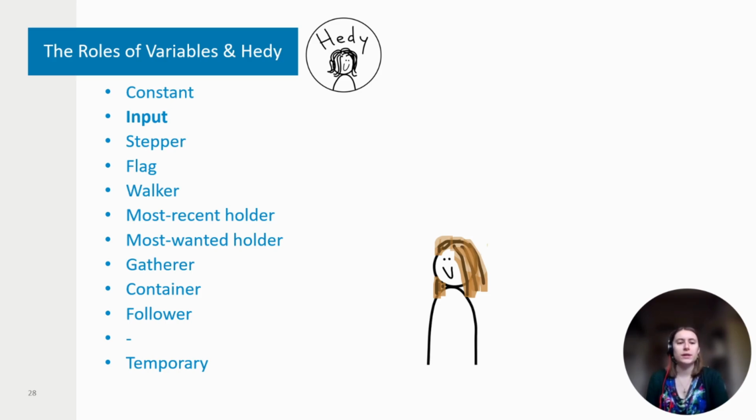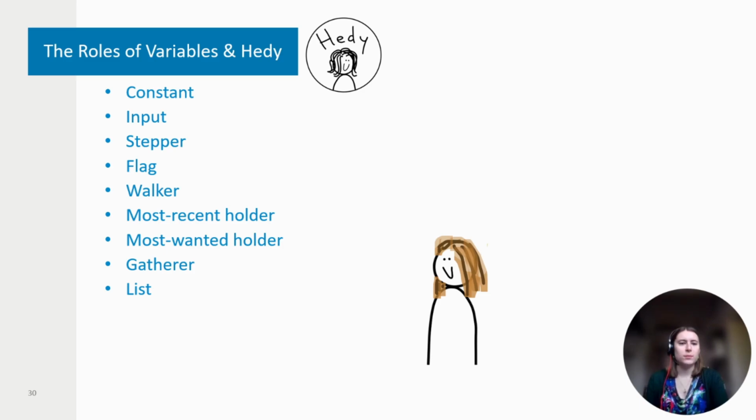I also decided to use the word list for container, because specifically in the Hedy programming language, the only type of container that we encounter are lists. In other languages, you might also have stacks or trees or arrays, but since Hedy does not have that, but only has lists, it makes sense to use the easier word, namely list. Also, the follower and the temporary are a bit more advanced, a bit too complicated for the Hedy language, so we can also get rid of those from our list.